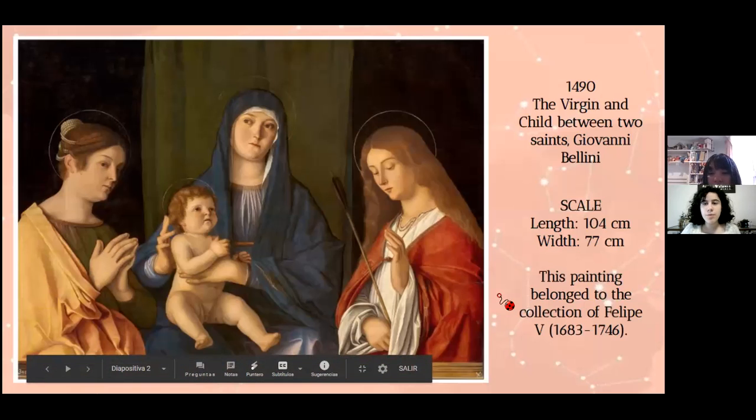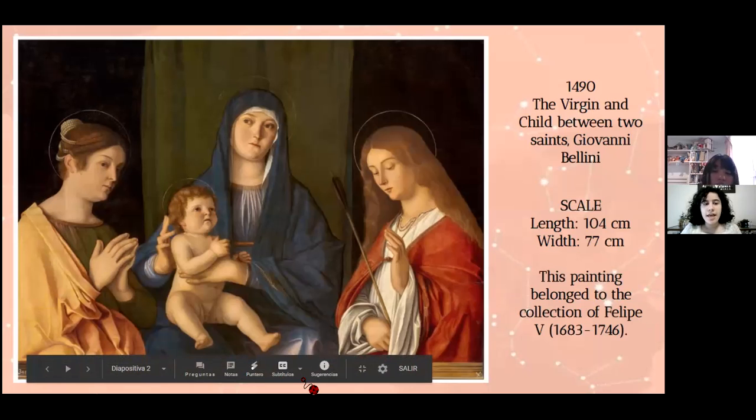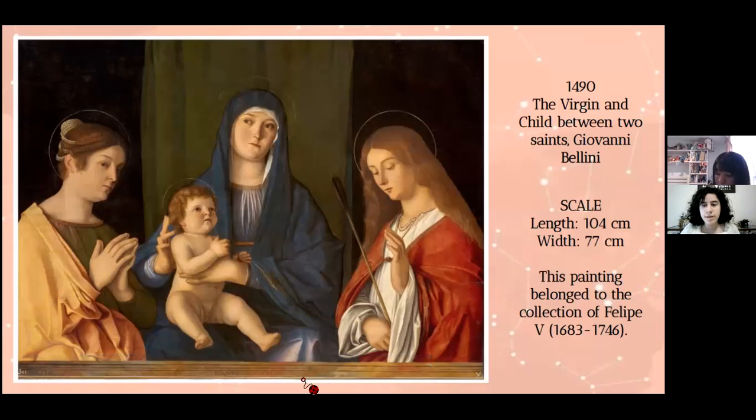For this work, we decided to use the Virgin and Child between two saints by Giovanni Bellini, made in the 1490s. We have the scale of the painting. The length is 104 centimeters, and the width is 77 centimeters. An interesting fact we found about this painting is that it belonged to the collection of Philip V from 1683 to 1746.